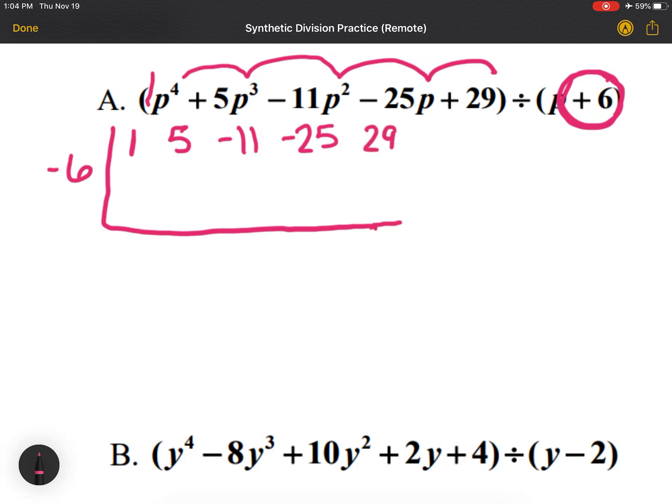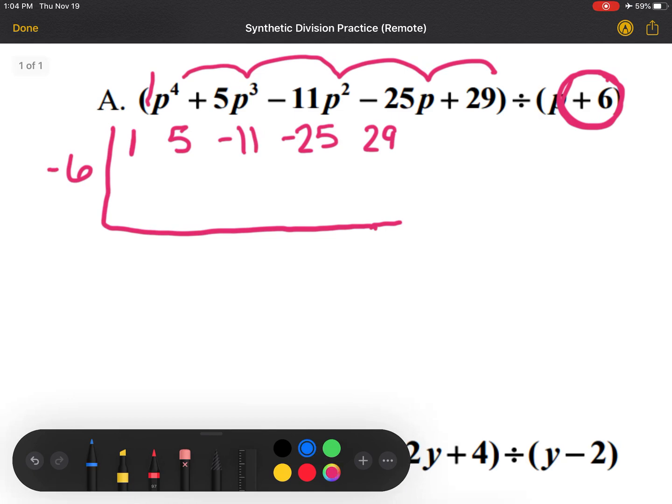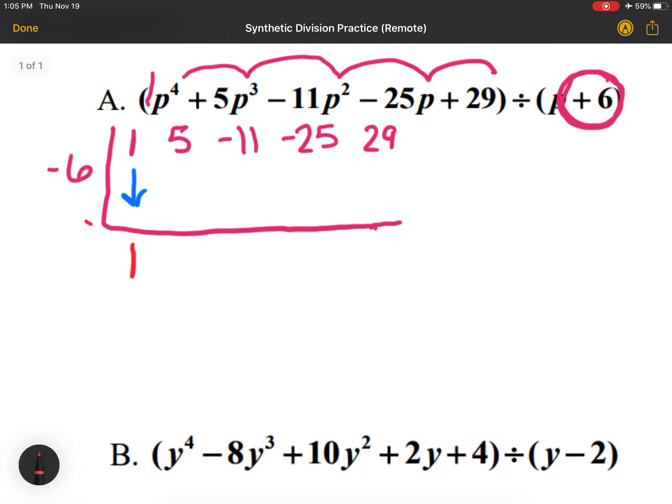Now all we need to do is drop that first number down. So I'm going to drop that 1 down. Alrighty. So if I drop that 1 down, I got that 1. And I'm multiplying on the outside. So 1 times negative 6, well, that's negative 6. And remember, we're adding on the inside, so 5 plus negative 6, that's negative 1.